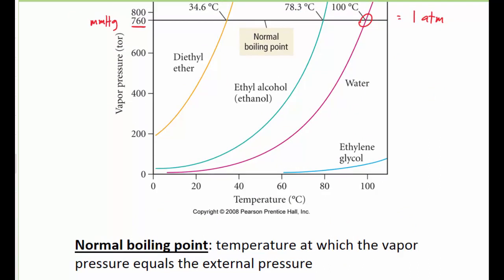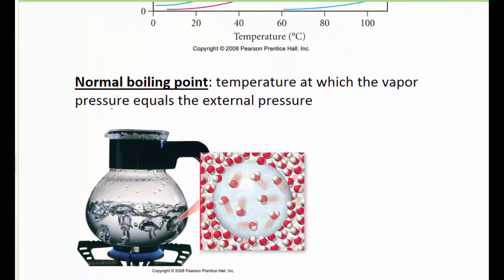read this definition right here. Normal boiling point is the temperature at which the vapor pressure equals the external pressure. Okay. So, if we now have an open container, again, like this coffee pot here, we got 1 atmosphere externally.